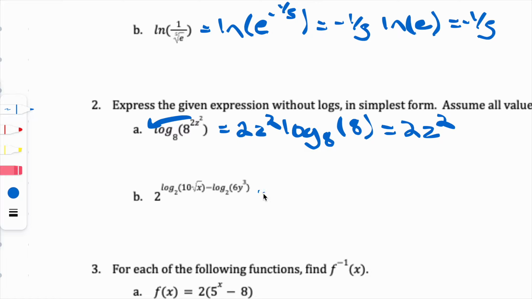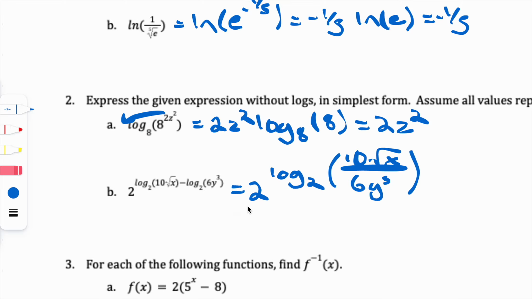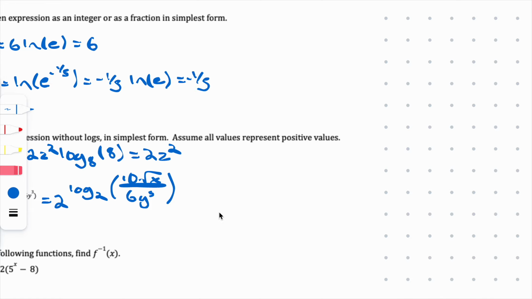So I'd say this is equal to 2 to log base 2 of 10x squared, or 10 root x, over, and I divide by 6y cubed because we have that subtraction sign in between. And that's just some logarithm rules. And now we see something here. So I'm going to go into another little sidetrack, but this is important.